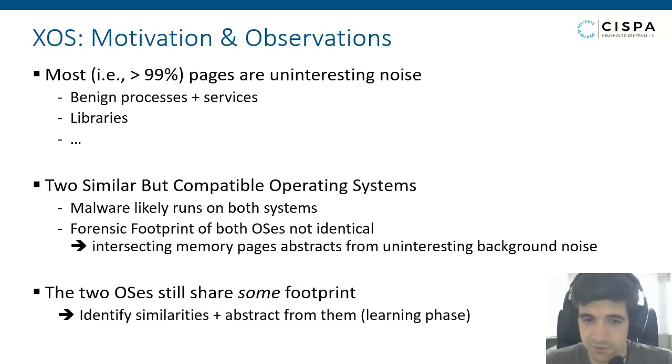It's actually vastly different. So by intersecting the memory pages, again, we will get into the details of how this actually works, we can abstract from the background noise automatically. Now, a problem that I can already foreshadow at this point is that the two operating systems, while not being identical, are still similar and still share some footprints. As is probably not surprising, there is legacy code in Windows that will be shared between different versions. And part of our task will be to identify those similarities and abstract from them in the learning phase of our system.